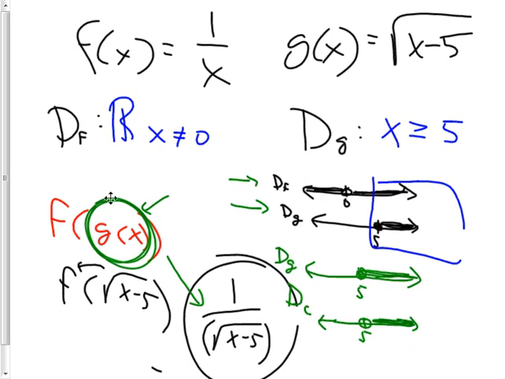And then, where do they overlap? They overlap from here over. So it's from 5 to infinity, except this time, the parentheses can't be 5. Why can't it be 5? Because if you put a 5 in there, it crashes. 0 on the bottom.